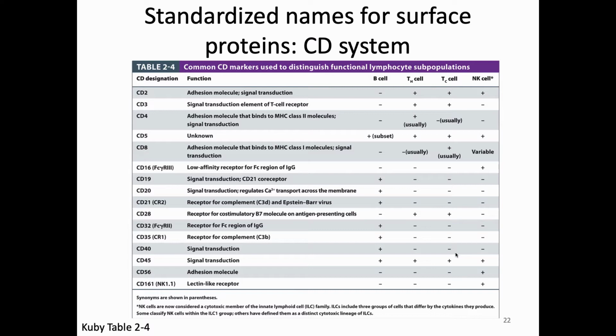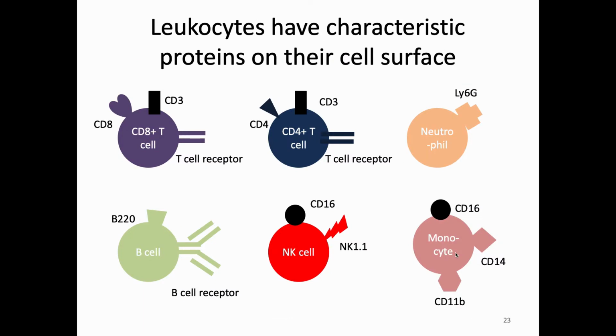Okay. So the leukocytes have all of these characteristic proteins on their cell surface. You'll see that many of them I have listed here with CD names, but not all of them, because like I said, sometimes the old names stick.